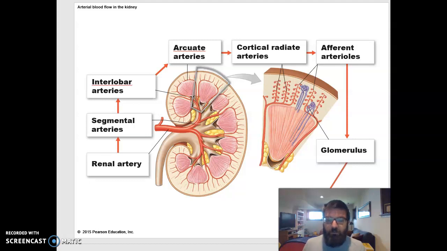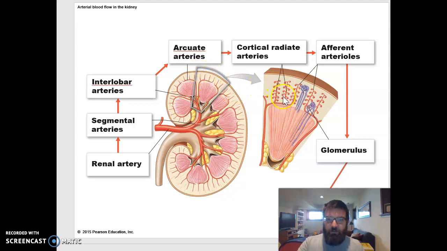Let's do a quick review of blood supply as it comes into the kidney. So we start from the heart. The aorta descends down through the thoracic cavity in the abdomen, and then we branch off into the renal artery, which branches into segmental arteries, then interlobar arteries, which go between these lobes, and then arcuate arteries, which arc above the renal pyramid, and then cortical radiate arteries, which radiate out into the cortex here.